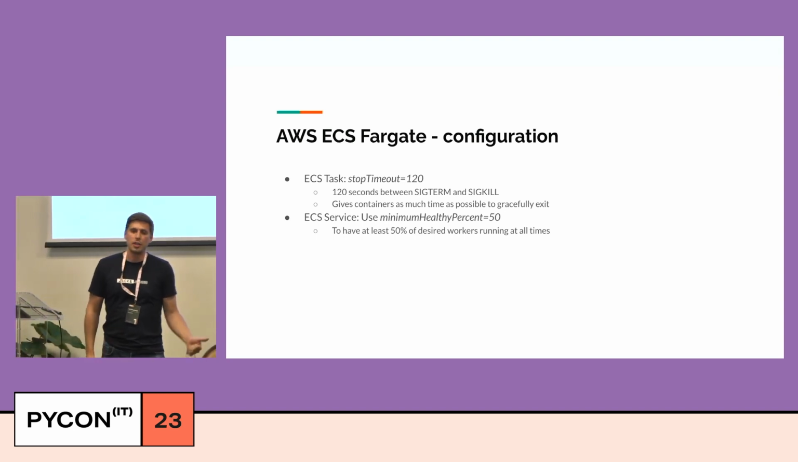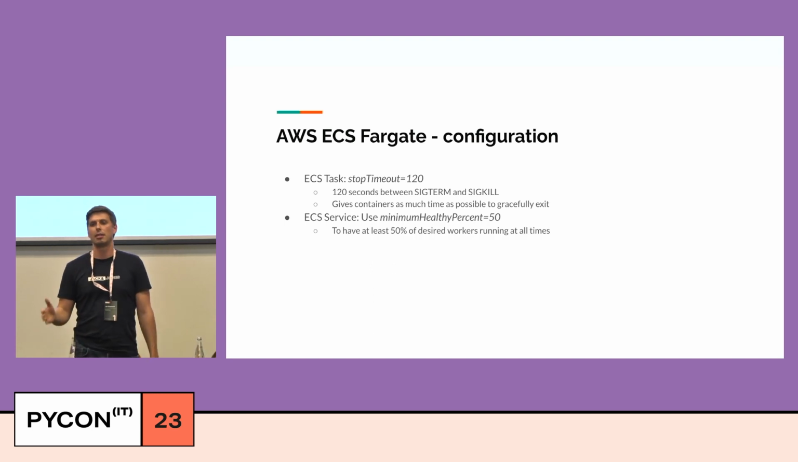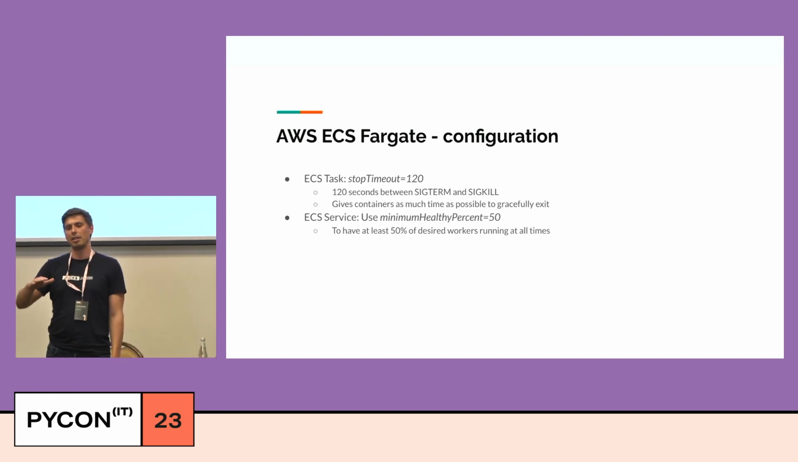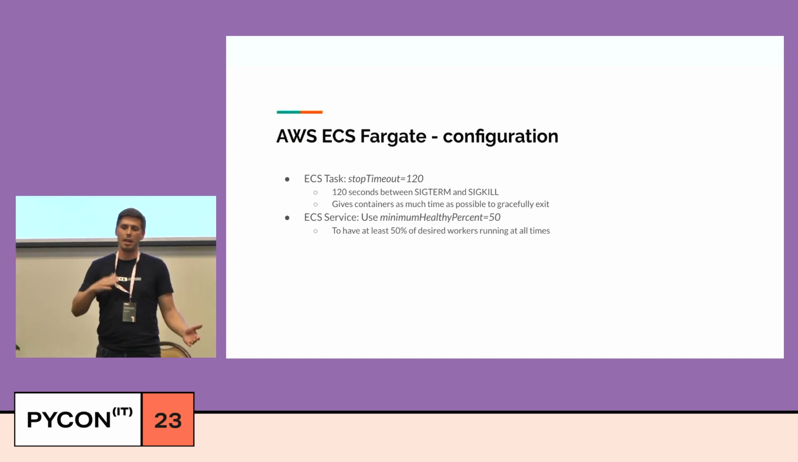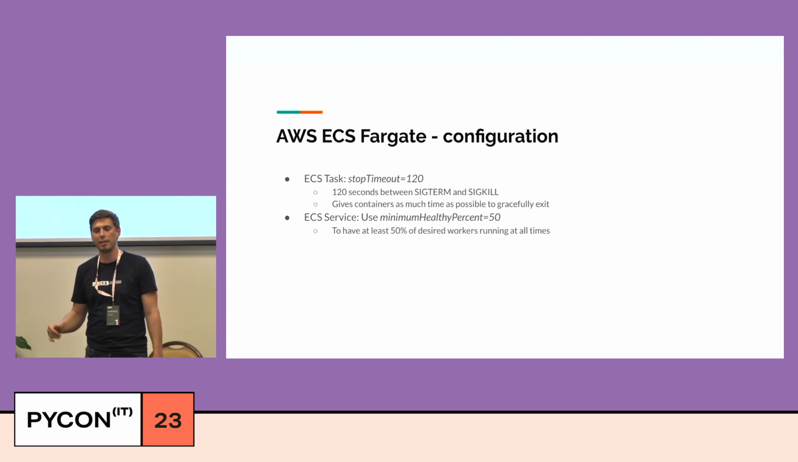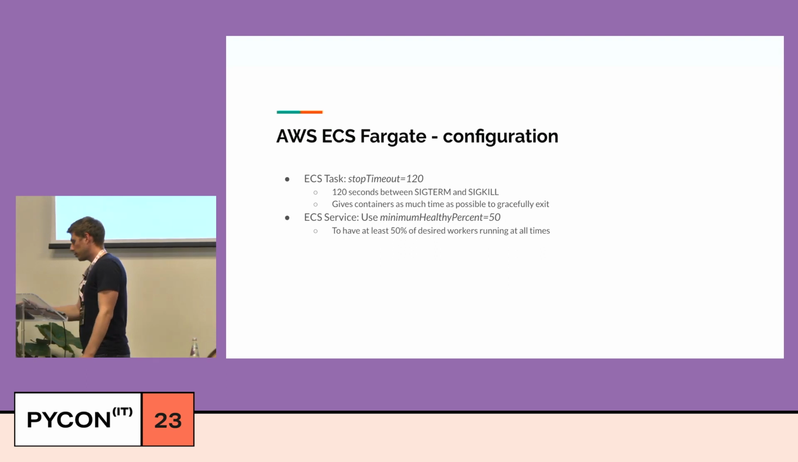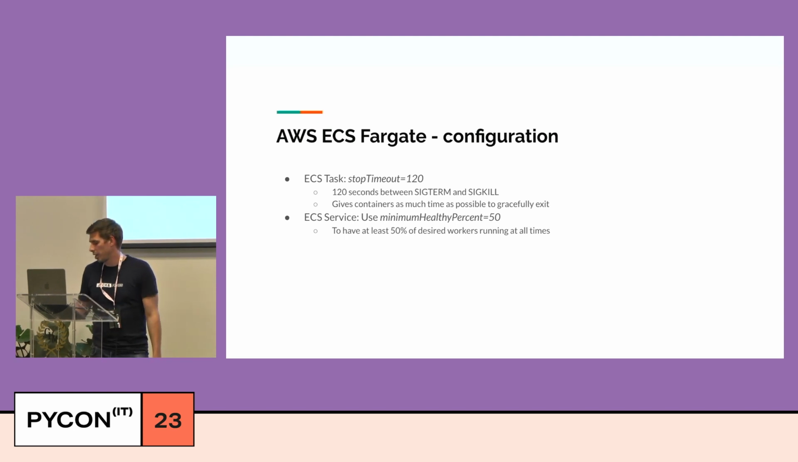Also, the other one worth mentioning is minimum healthy %. The rule of thumb is to go with 50%. This means that at all points in time, you will have at least 50% of desired targets running. So if you want to run 10 workers, at any point in time, regardless of deployments, scaling, and other activities, there will be at least 50%, so 5 workers running. You can experiment with that. You can use 100% if you want to be on the safe side. You can use 0 if you don't care if there is some downtime. But in general, 50% is a good value.